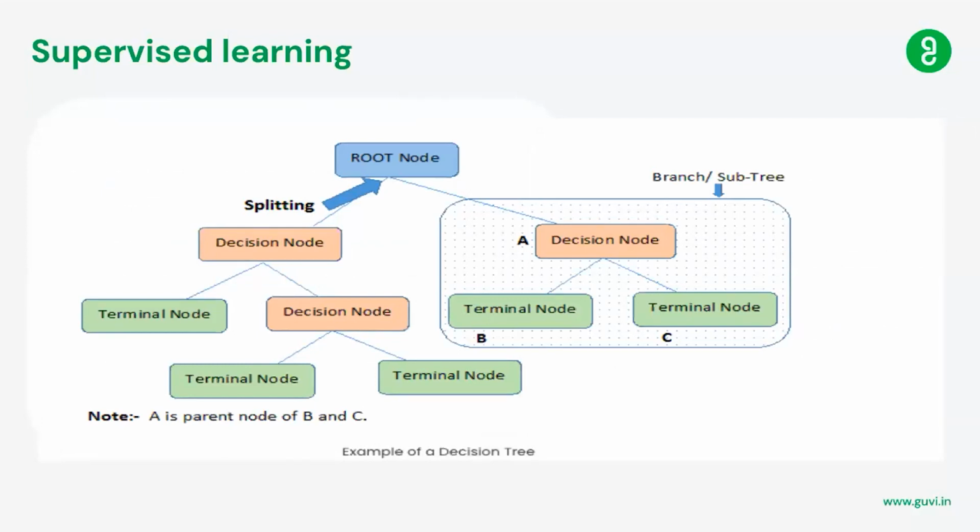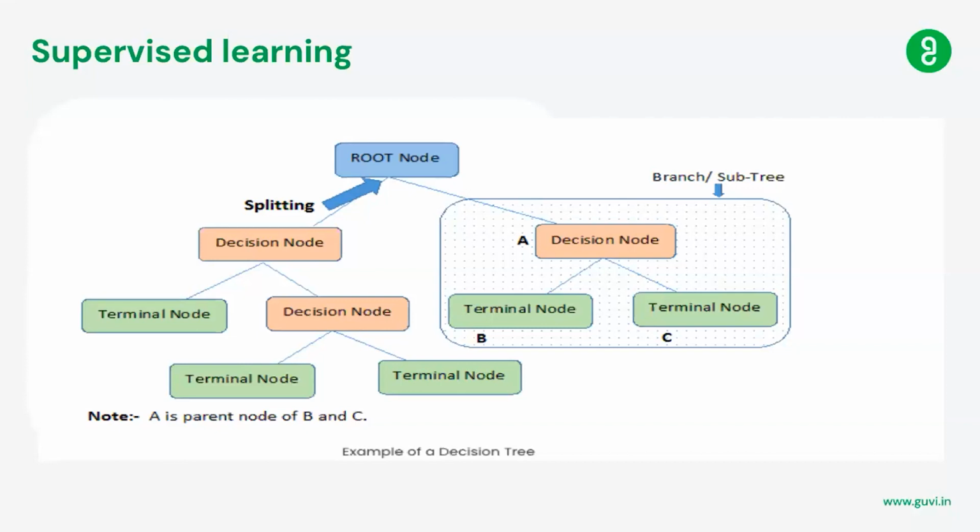Now, how will you split it? If you want to split it into two divisions, you can decide that if my square feet area is less than 2,500 square feet, it goes on the left side. If it is greater than 2,500 square feet, it goes on the right side. Now, when it goes on the left side, again, you use another feature. So if your square feet area is less than 2,500 and the number of bedrooms is less than 2, then it goes on the left side.